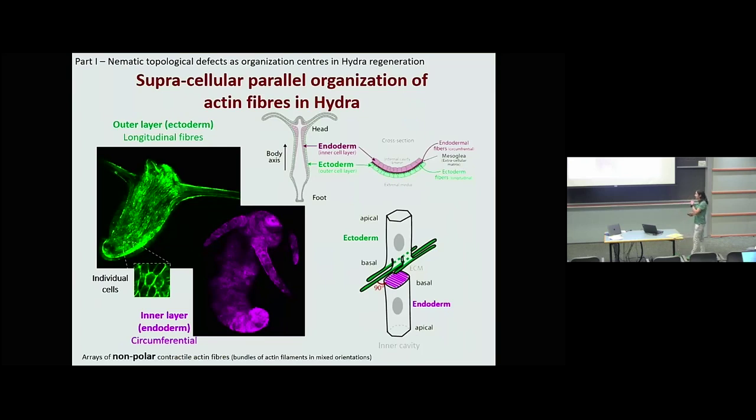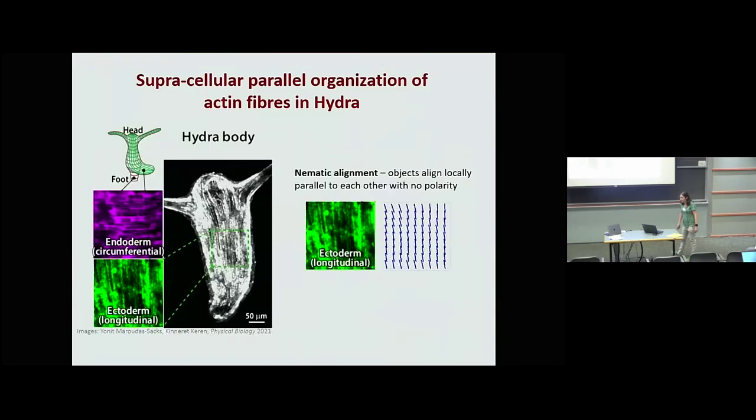And in the inner layer, that's what you see in purple, they're again aligned very regularly parallel to each other, but circumferentially to the body axis. And this alignment is nematic, so although the animal has polarity, a head and a tail, the fibers do not.